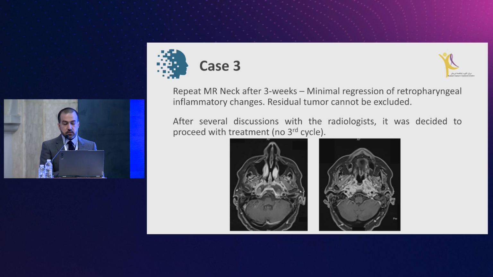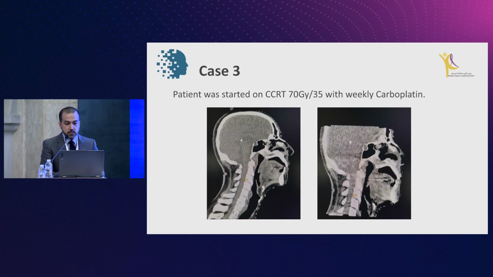So the patient did not get his third cycle of chemo, and we proceeded with the treatment. This patient is undergoing radiation, and the picture on the left is our CT simulation, and the cone beam on the right. We can tell there is a response, or a regression in the inflammatory changes, and the patient is doing well now while he's on the treatment.